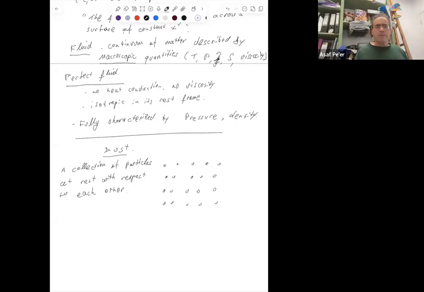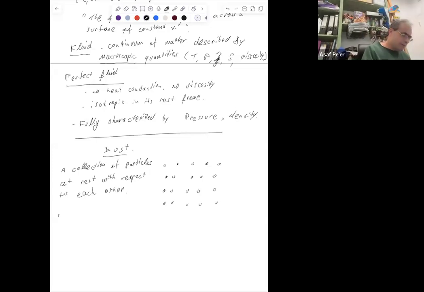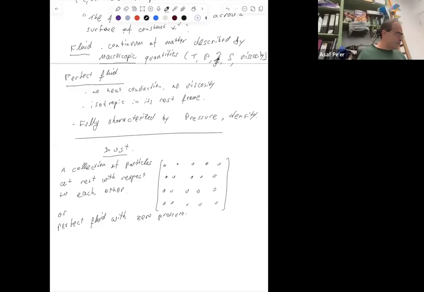Or I can think of them as a perfect fluid with zero pressure. The particles don't touch each other, they don't care about each other, so they don't put any pressure on each other. Or perfect fluid with zero pressure. Now, of course, they all have equal velocity in any fixed frame.